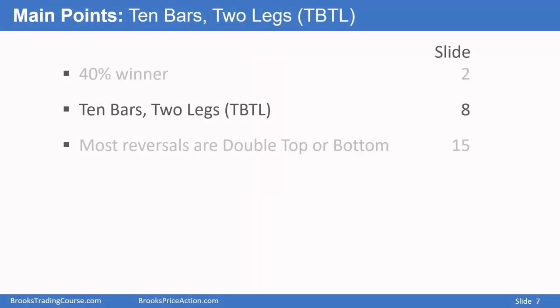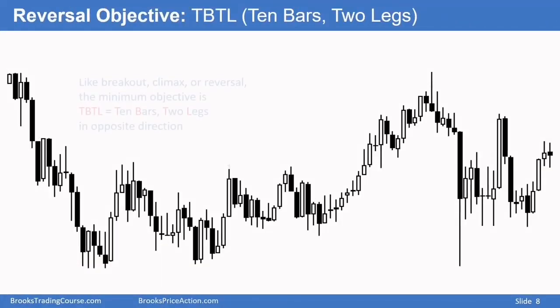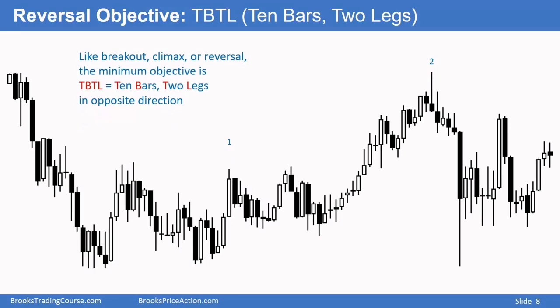The minimum objective when you're looking for a reversal, 10 bars, 2 legs. It can be more than 10 bars, it can be more than 2 legs, but this is a minimum reasonable objective. Any kind of reversal or any kind of a big move, a breakout, a climax, a reversal, the minimum objective is TBTL, 10 bars, 2 legs in the opposite direction.